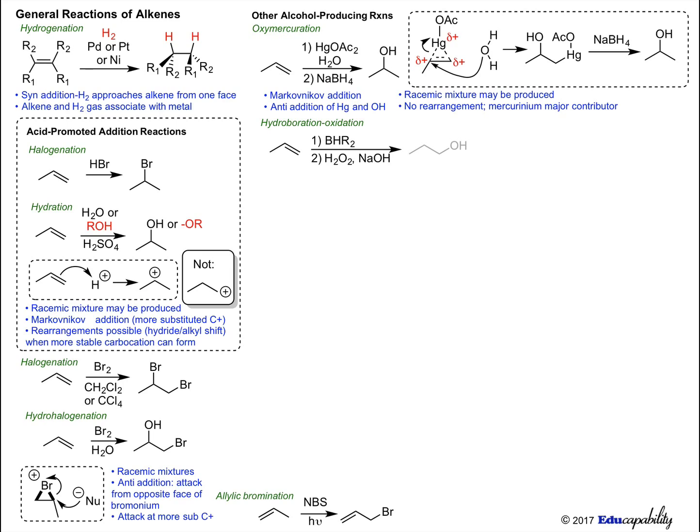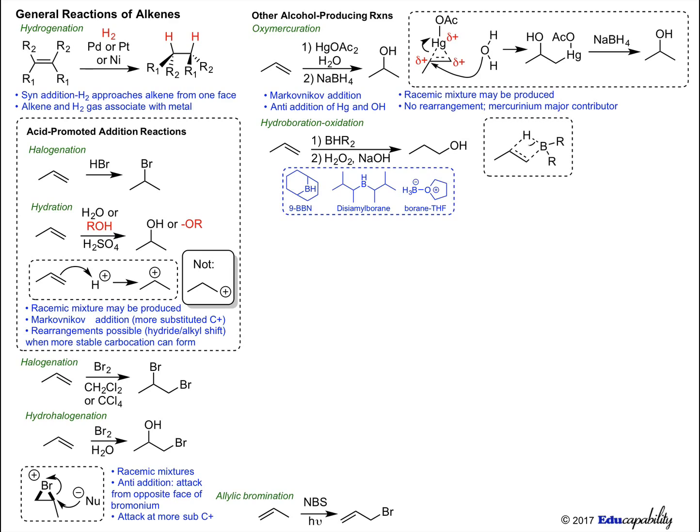Hydroboration-oxidation forms the less substituted alcohol via non-Markovnikov addition. Boron is often substituted with large R groups to make this reaction more selective. Examples of commonly used reagents are 9-BBN, disiamylborane, and borane-THF. The large boron group adds to the least sterically hindered side of the alkene, while the small hydride atom is added to the more substituted carbon atom. Treatment of the boron complex with sodium hydroxide and peroxide in a second stage of the reaction produces the alcohol.